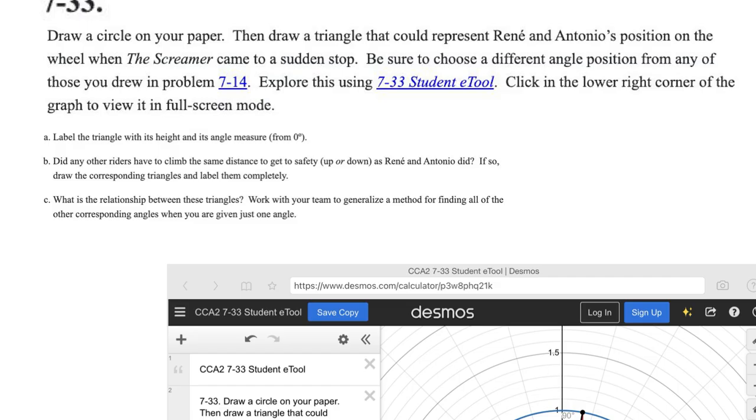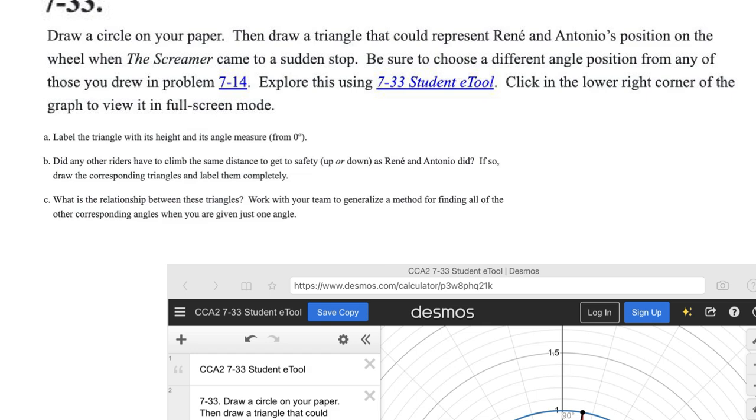So here in 733, it says, draw a circle on your paper, then draw a triangle that could represent Renee and Antonio's position on the wheel when the screamer, that's the roller coaster, came to a sudden stop. Choose a different angle position from any of those you drew in 714. So that's referencing last lesson. You can also use the student e-tool. So that's what we're going to do. Label the triangle with its height and its angle measure.